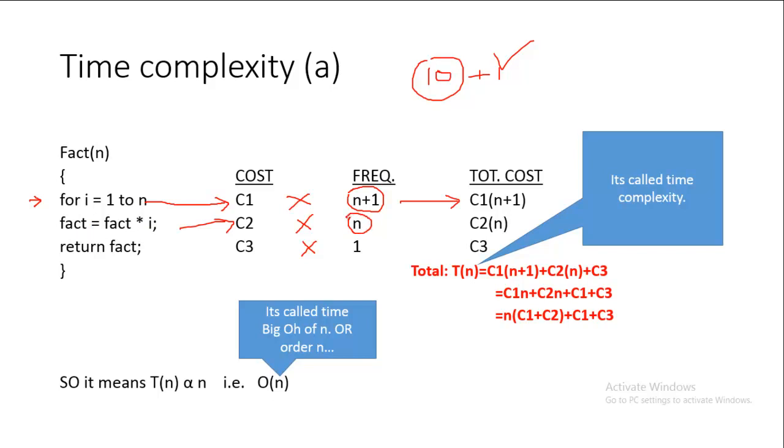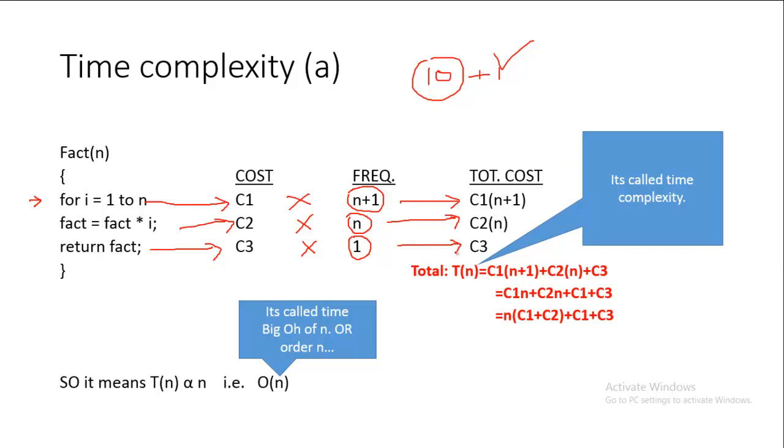Keep in mind this is n, n plus 1, and this is n time, and the total cost will become C2 multiplied by n. And same is the case with return fact. Keep in mind we don't have any calculations over here, just we have the result on screen. So for this it's always executing one time, okay.